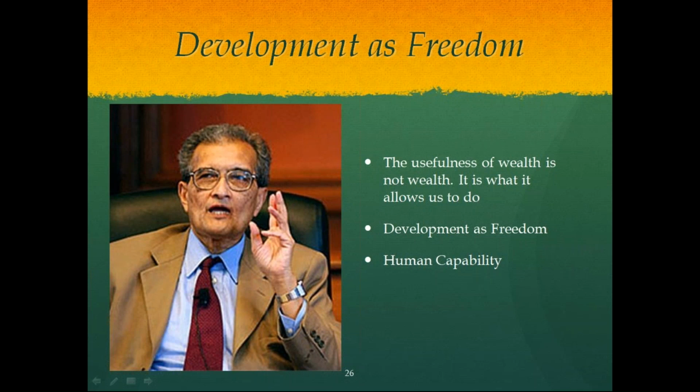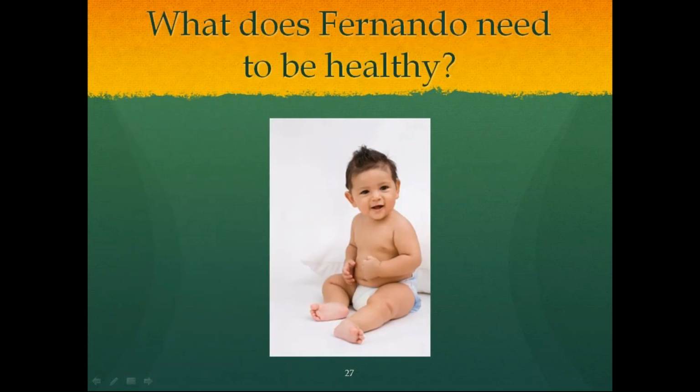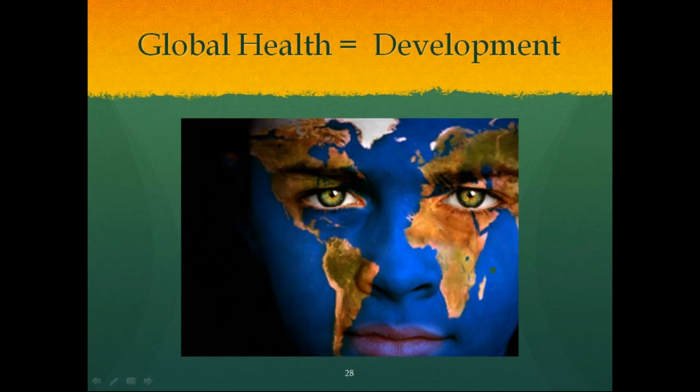He says it's not about the money, it's not just about its distribution, it's about what they can do with it. So he said development is freedom, and it kind of led into this human capability approach, that freedom gives you the capability to be healthy, the capability to be educated, and the capability to participate in the economy. So I think you guys have illustrated what Fernando needs to be healthy. He needs all of these things. He needs all the things that you listed up here on the board and all of the stuff that you've discussed here today.